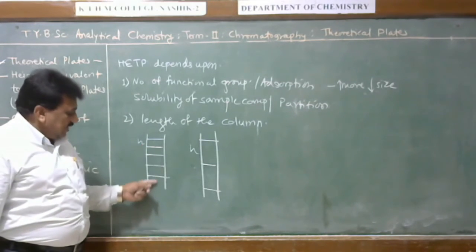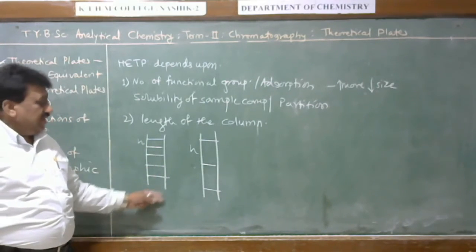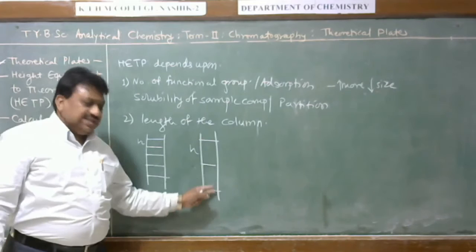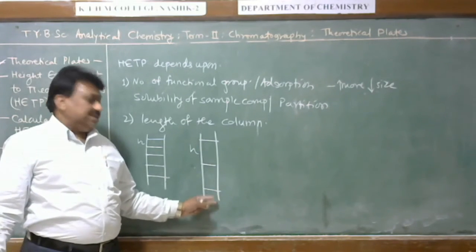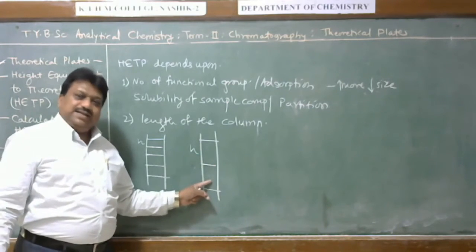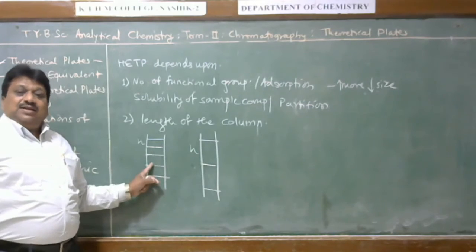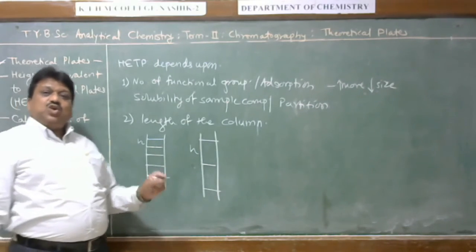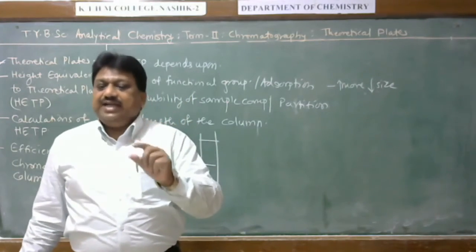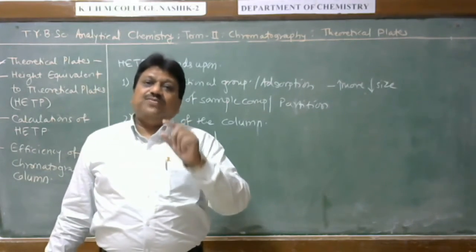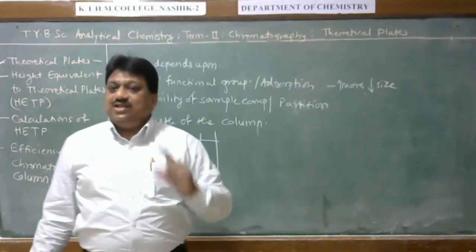If we increase the length of the column, then we have more theoretical plates in the column. In this case, if we increase the length of the column, then theoretical plates also increase, but the number of theoretical plates in this column is less compared to this column. That means here the height of a single theoretical plate determines the number of theoretical plates present in the column.